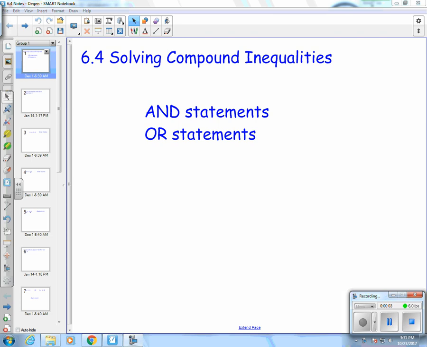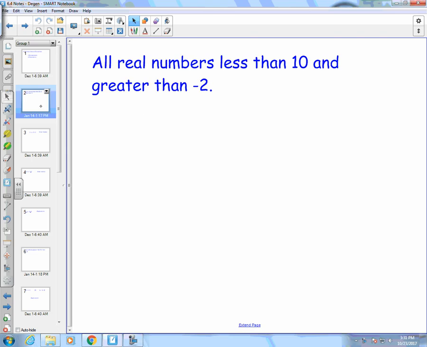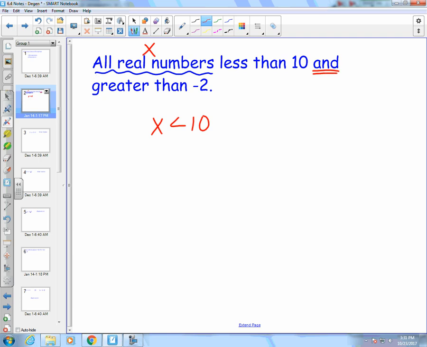Today we're going to be working on section 6.4, which is solving compound inequalities. That means that we are working with "and" statements and "or" statements. We have in English all real numbers less than 10 and greater than -2. All real numbers means that we are going to be substituting an x, really any variable will do, for all real numbers. X is going to be less than 10, and so we're going to put down the word and.